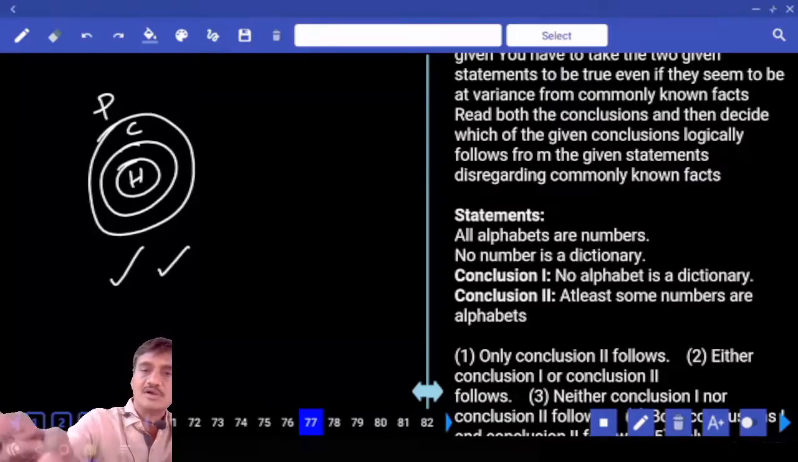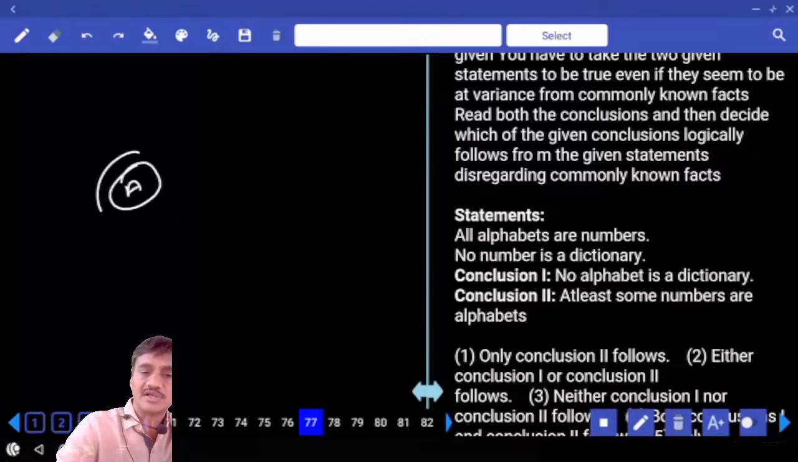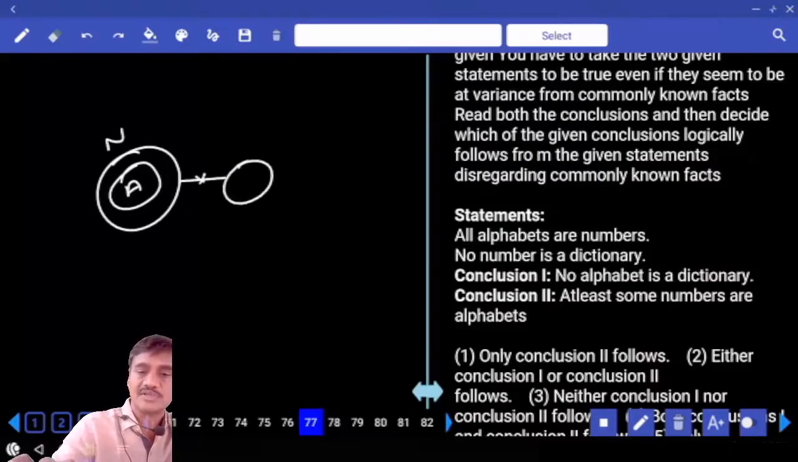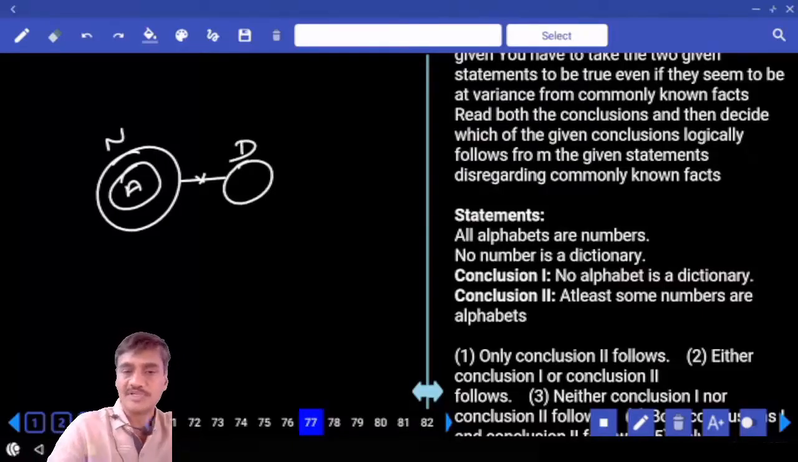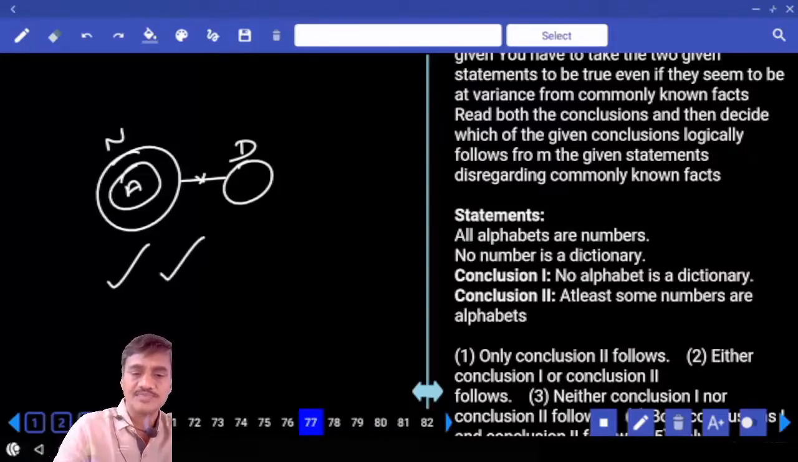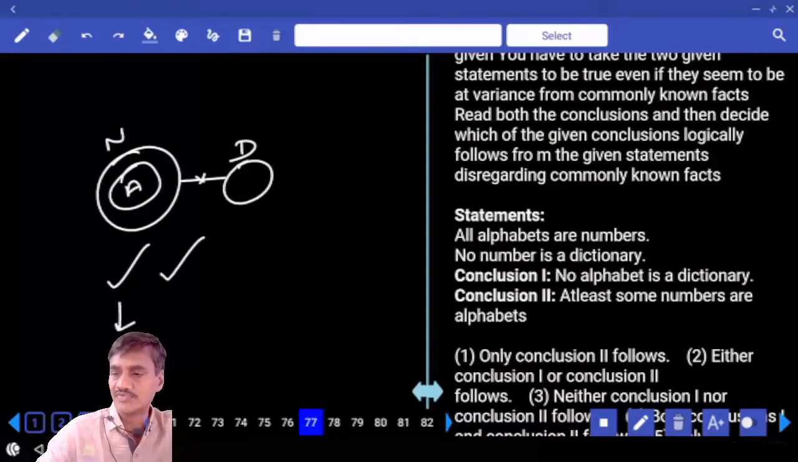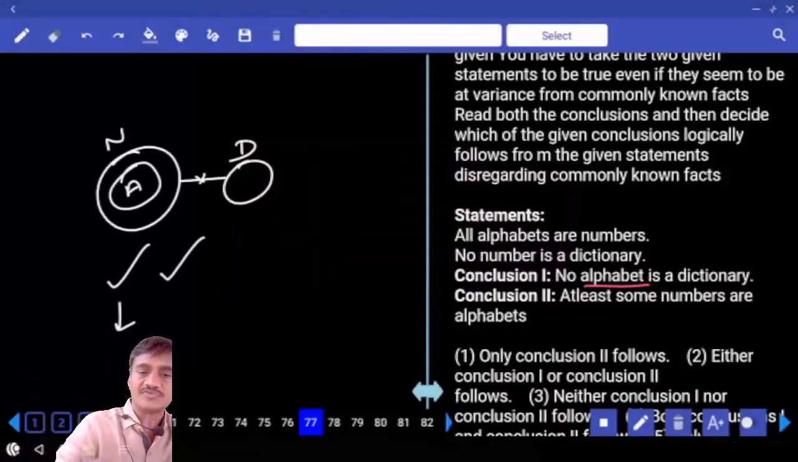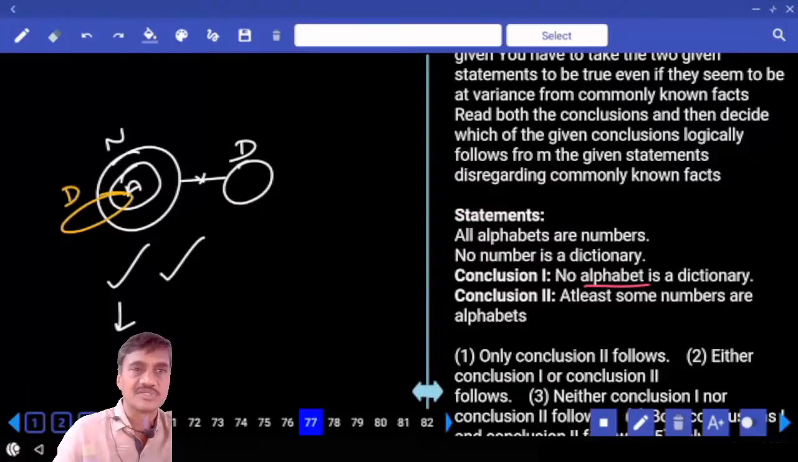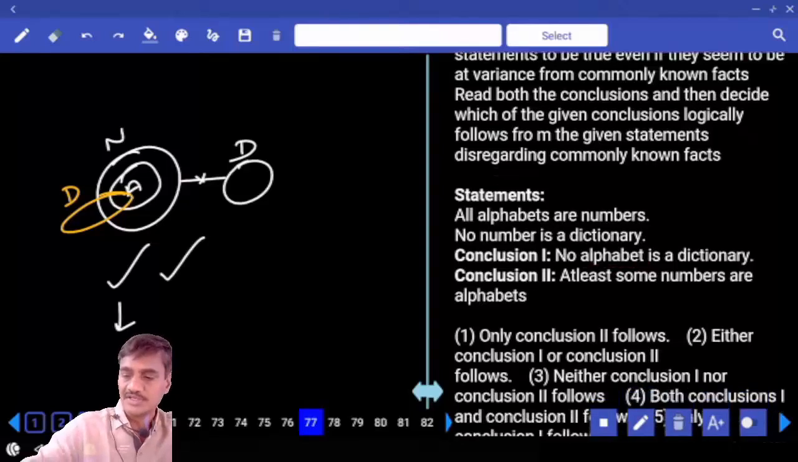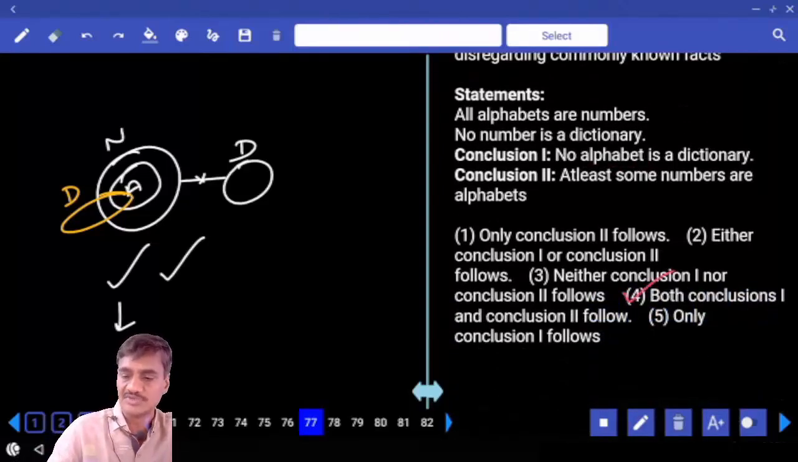Then 77. All alphabets are a part of number, and no number is a dictionary, so there is no intersection between number and dictionary. First conclusion: no alphabet is a dictionary, definitely true. Some numbers are alphabets is also true. Now the first one is a negative conclusion, no alphabet is a dictionary, true. Some alphabets are dictionary would mean alphabet and dictionary must intersect. Is it possible to intersect like this? No. Hence an alternate diagram cannot be made, and this will be true forever. Hence both the conclusions are true, choice 4, question number 77.